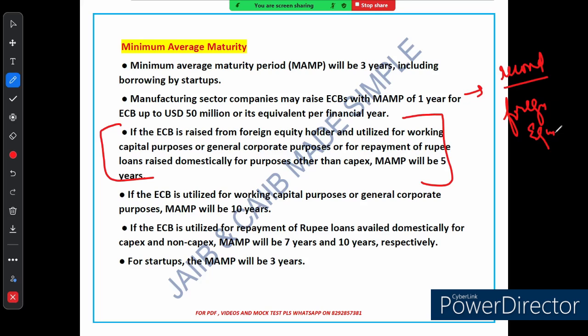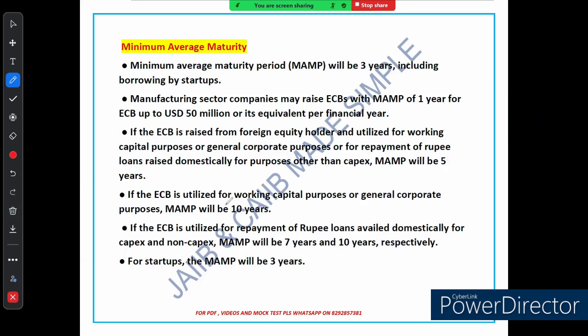But if the loan is being used for working capital purposes or general corporate purposes, and not from a foreign equity holder, try to understand. If you are using this ECB for working capital or general corporate purposes, and it is not from a foreign equity holder, then MAMP will be 10 years. See, try to understand the difference. If it is from a foreign equity holder, MAMP will be 5 years. If it is not from a foreign equity holder, MAMP will be 10 years.